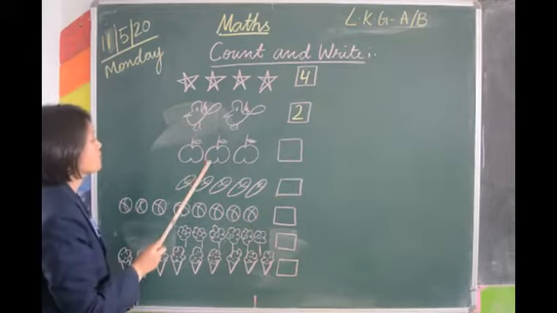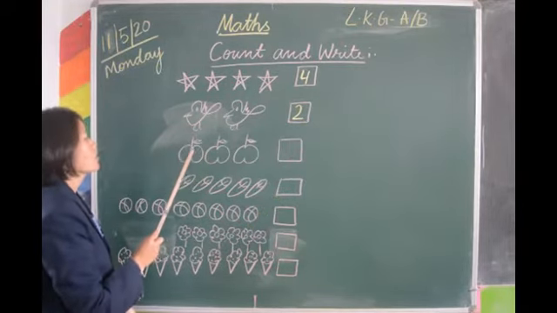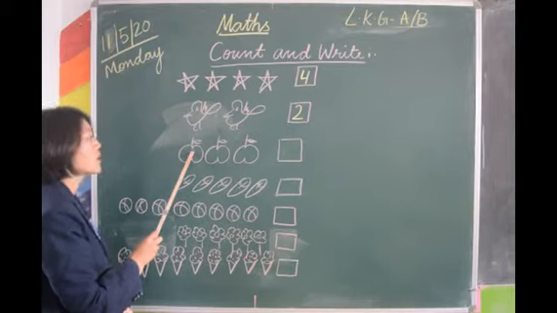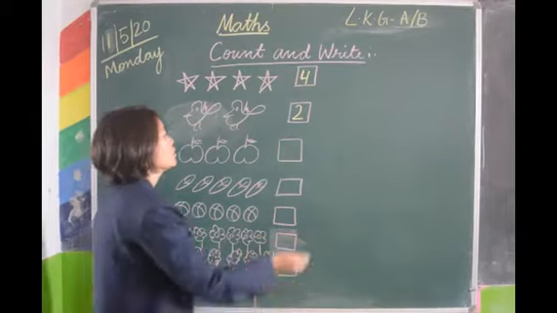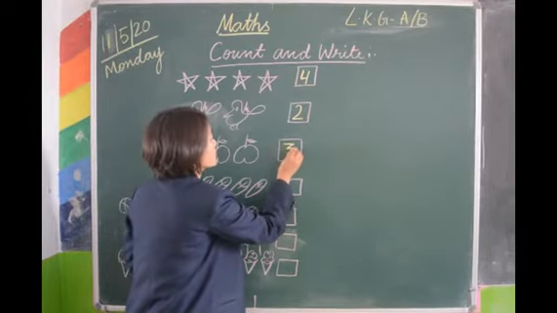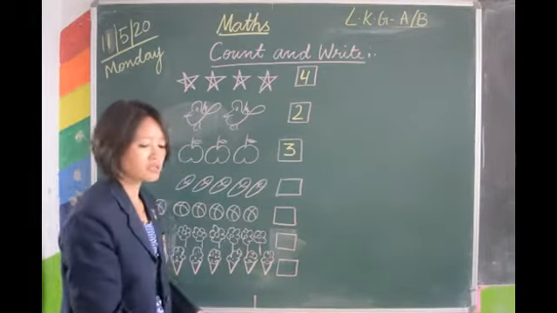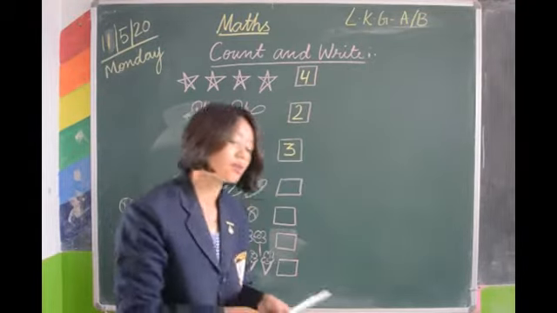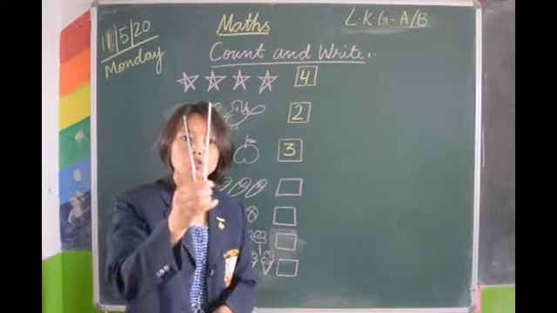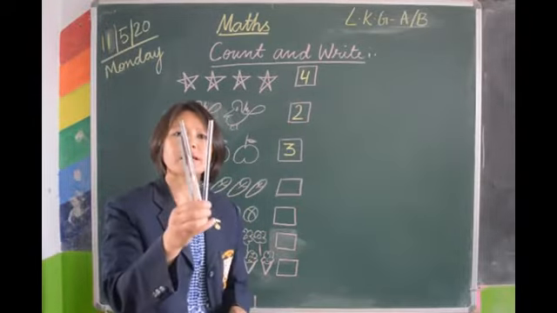Now here apples. How many apples are there? Let's count. 1, 2 and 3 apples. So how many apples are there? 3 apples. So write 3 inside the box. We'll count the pencils also out here. 3 pencils. 1, 2 and 3 pencils.